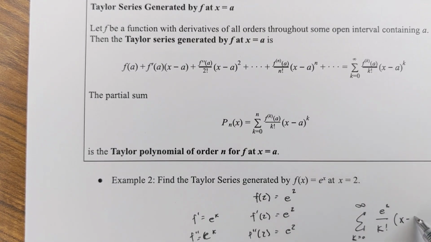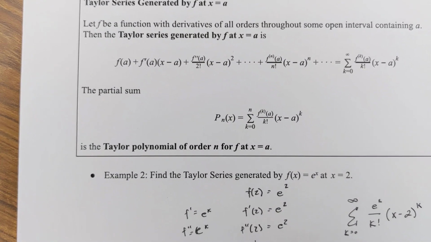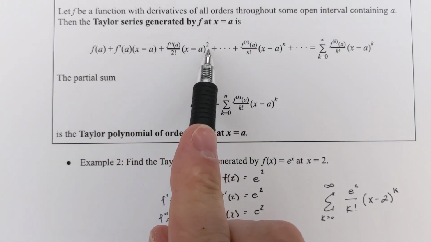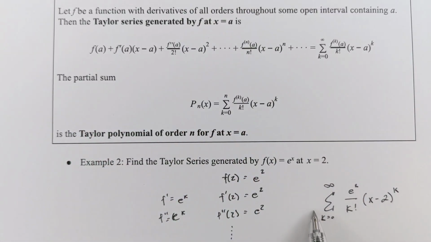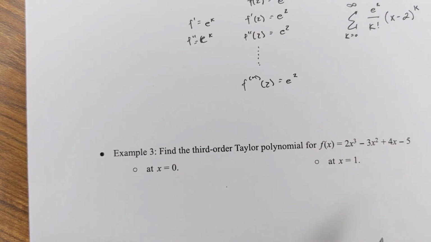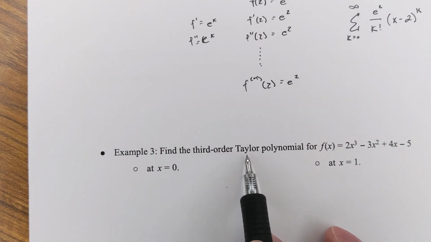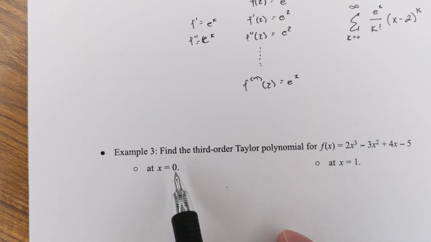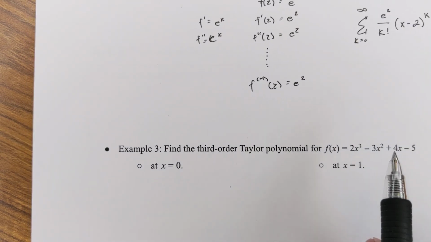x minus 2 to the kth power. 0 first, second, third, so on and so forth. So this is a Taylor series generated by e to the x at x squared. The more terms I have, the closer it matches. Okay. Find the third order Taylor polynomial for this equation at x equals 0, at x equals 1.